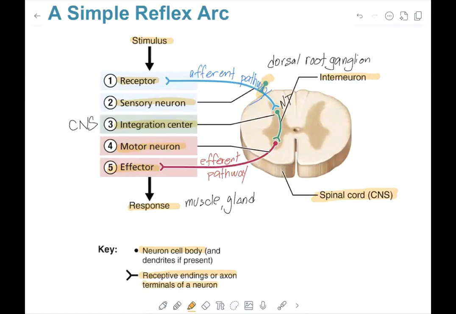Reflexes can also happen in the brain, which would also be part of the central nervous system. So for this chapter, it's important that you know the different parts of that flow chart at the beginning of the chapter where it breaks down the parts of the nervous system.